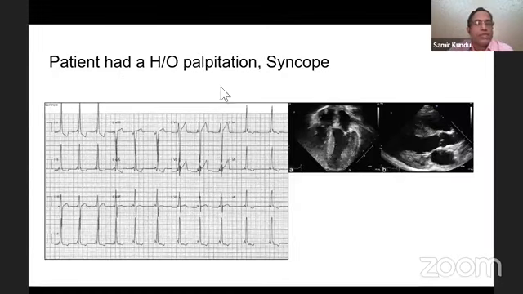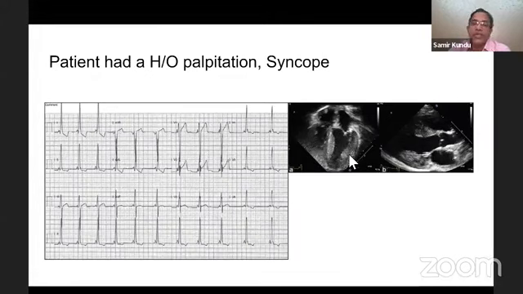This is a patient with tall voltage criteria fulfilled, but there's a short PR interval and delta wave. This is the ECG of WPW syndrome. But the patient's echo shows concentric hypertrophy of the LV. He also has a concentric variety of hypertrophic cardiomyopathy. So this is another pitfall in the diagnosis of left ventricular hypertrophy in the presence of WPW syndrome.